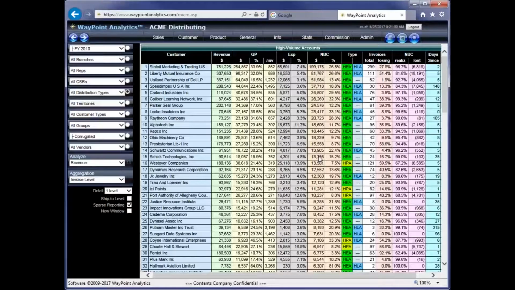So at any rate, that's what makes this report really important, and it can help you start to do some segmentation and really take advantage of some of the things that are in Waypoint that other people just don't have. Your competitors just don't have this information. They can't get this information.